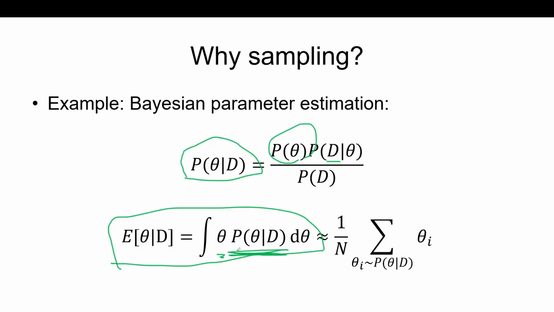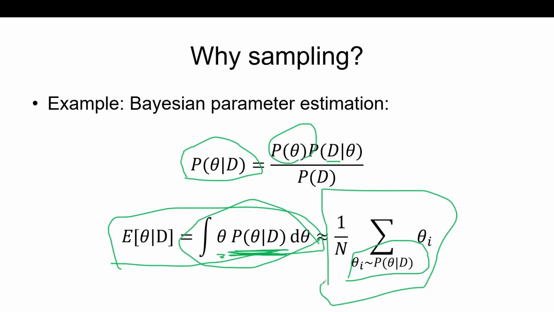But generally, this posterior distribution is very complicated, so this integral does not have an analytical form. So we have to rely on sampling to solve the problem. Basically, the idea is that we sample from this complicated distribution. For example, if we take n samples and calculate their mean, that will be a good estimate for the expectation value. So that's why we need sampling.